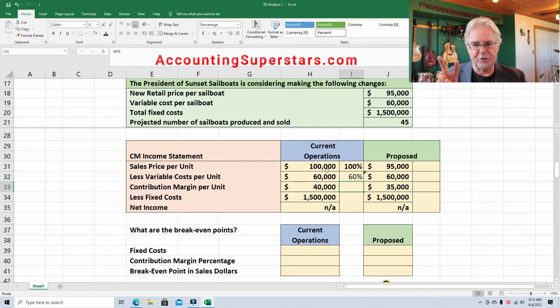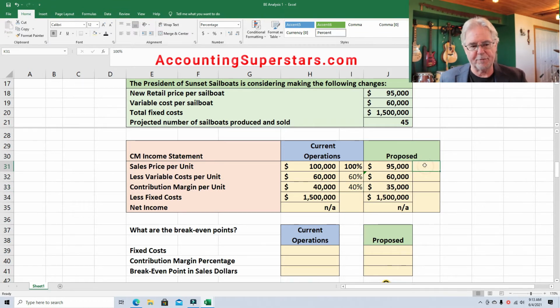The contribution margin per unit, super easy. You can do it two different ways. They're both easy. 100% minus 60% is 40%. Or you could do 40,000 divided by 100,000. Either way, it all works. There you go. Now, I'm not going to find the percentage for fixed costs because that never does you any good. Ever. Don't ever bother finding the percentage for fixed costs. And net income is not applicable, so we won't do that either.